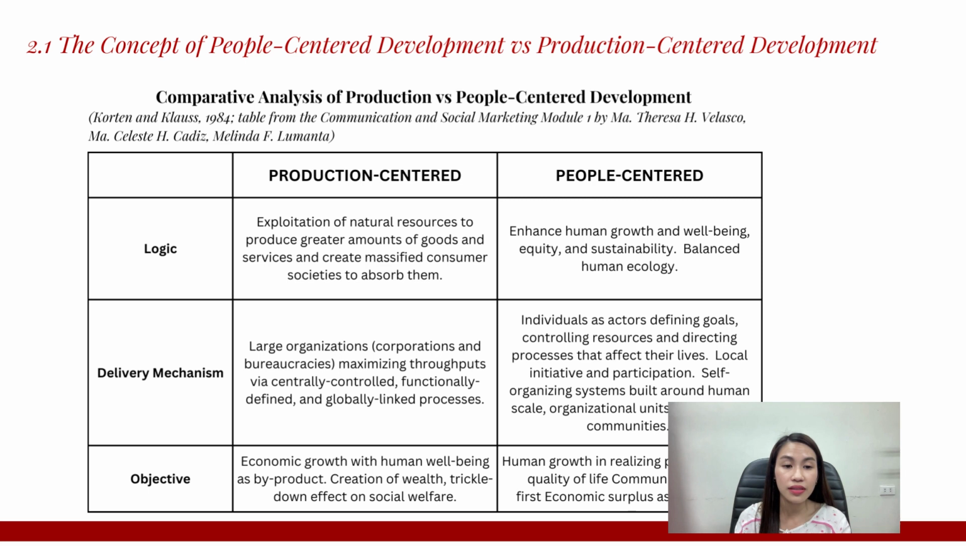And the last one, the objective of production centered, economic growth with human well being as byproduct, creation of wealth, trickle down effect on society. For people centered, it is for human growth in realizing potentials, high quality of life, community welfare first, and economic surplus as byproduct.